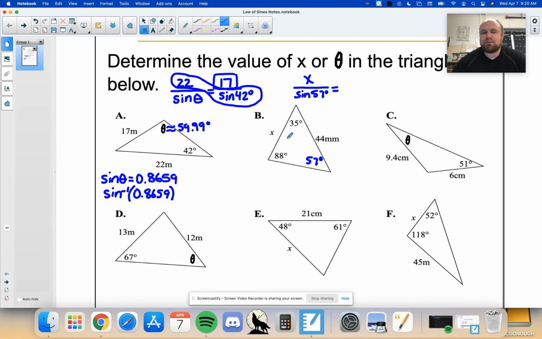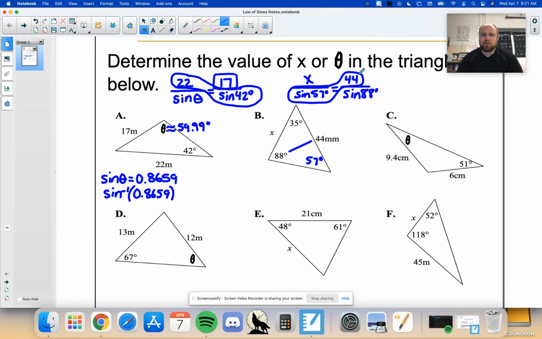Now, when I look at it, I need to find another side length and an angle that's across from it. So these two happen to be across from each other. I'm going to use the 44 on top because I used the side lengths on top. So 44 on top, divided by the sine of 88, which is the angle across from it. Because the x is diagonal from the sine of 88, I'm going to use the other ones where the x is not, and I'm going to multiply those first. So I'm going to multiply 44 times the sine of 57.